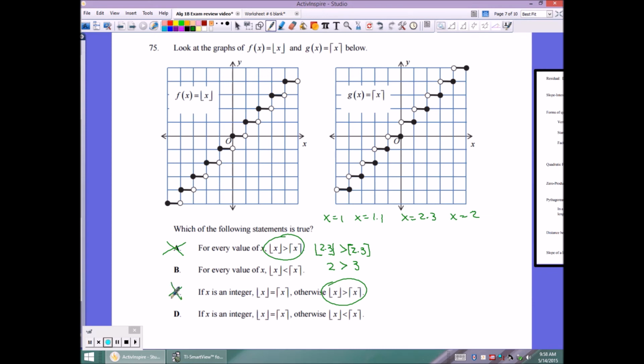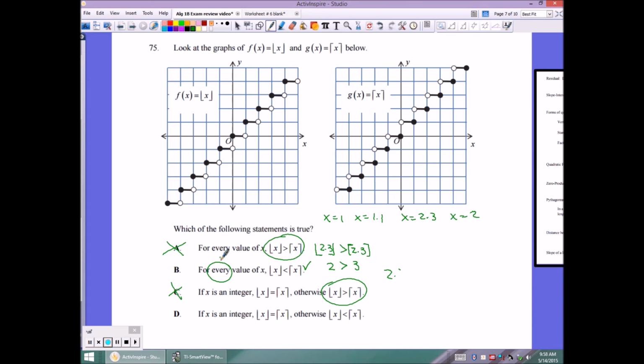Then we ask, okay, well, for every value of x, if I plug in 2.3 here, oh, we already did it. But instead of a greater than, it's a less than. Is 2 less than 3? Yes, that's a true statement. But it says for every value. So testing one value isn't enough.